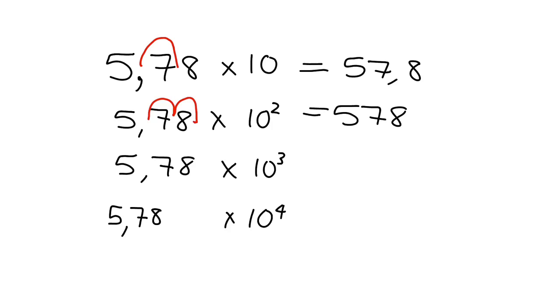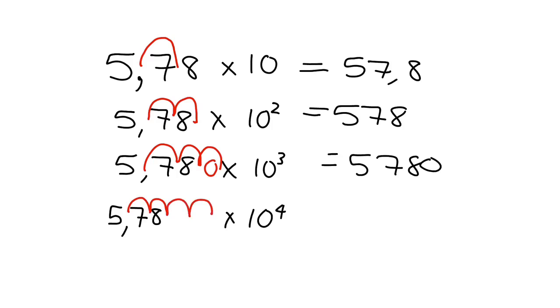578. If you're talking about 10 cubed, it's 10 times 10 times 10. So we multiply by 10, multiply by another 10, and then multiply by the third 10. Put a zero in there, and so we will have 5780. And if we multiply by 10 to the power of 4, well, it's 10 times 10 times 10 times 10, so we multiply by 1 ten, 2 tens, 3 tens, 4 tens, and the comma ends up over there. So we get 57800. Once we've got that, scientific notation is simple as anything.